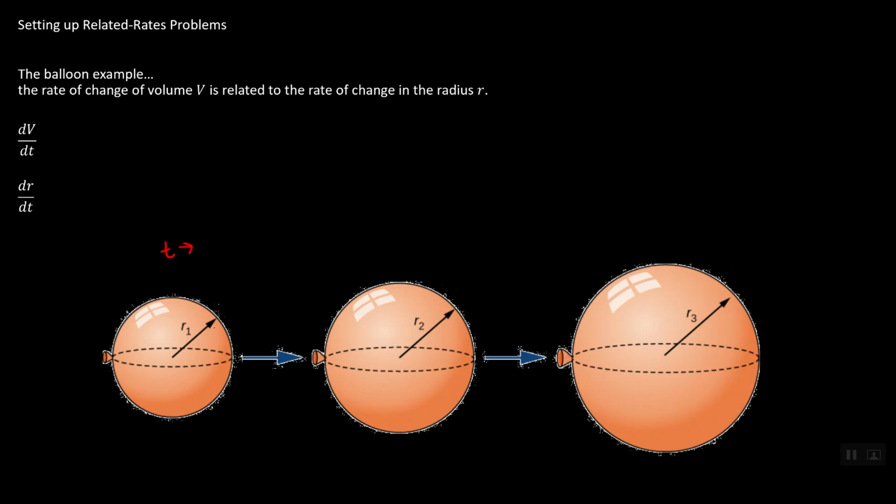We know that the rate that things change are represented with derivatives. So when we say the volume is changing over time, we'll use the derivative dV/dt to represent that. And when we say that the radius is changing over time, we'll use the derivative dr/dt to represent that.